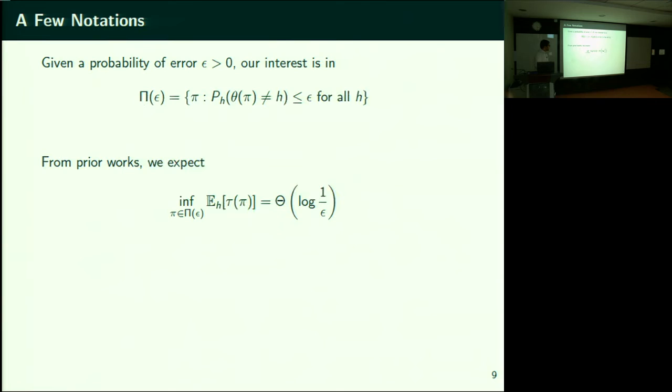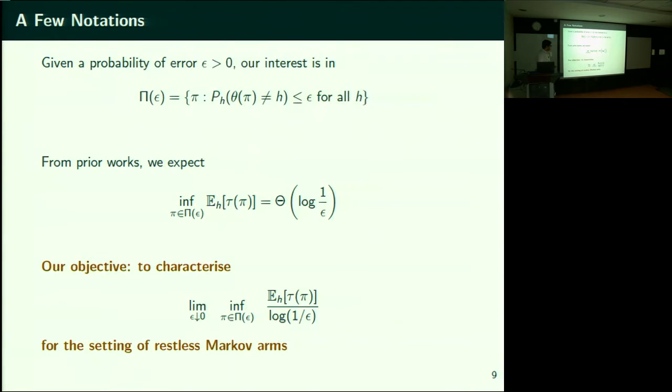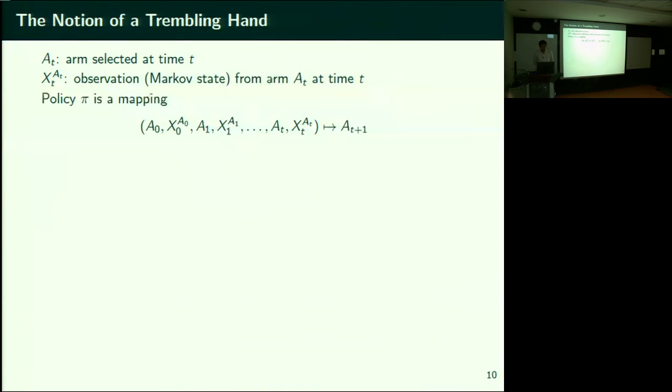From prior works, we know that the expected time that you take to identify the odd movie under policy pi actually grows like log 1 by epsilon, where epsilon is the probability of error. What we want to do is precisely capture this constant for the problem of restless Markov arms. So we expect this behavior. What is this growth rate? Can we capture this growth rate, and what does this growth rate tell about the problem itself? What is the answer to this problem, and what does that answer mean for the problem?